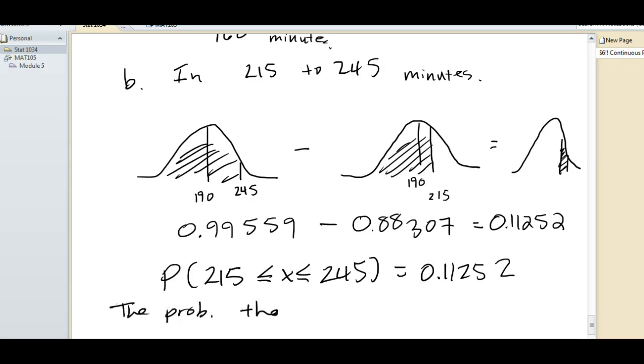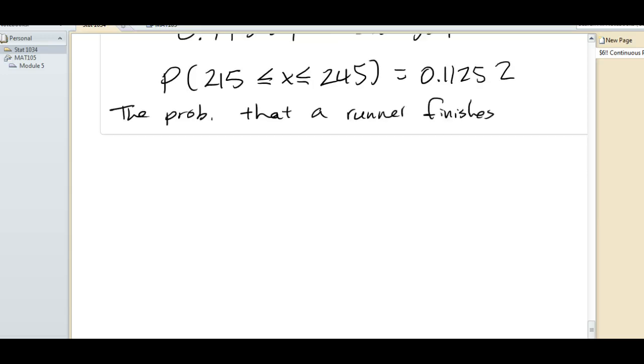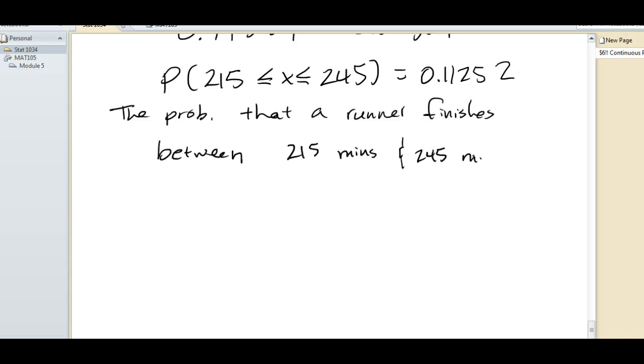that a runner finishes between 215 minutes and 245 minutes is about 11.252%. Okay, so let's end there.